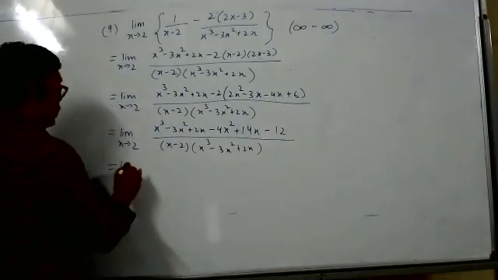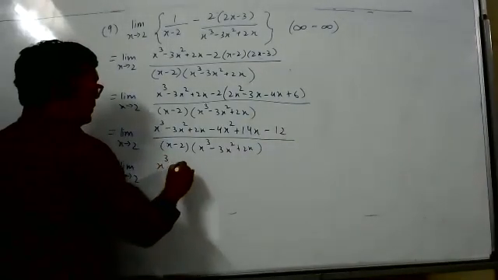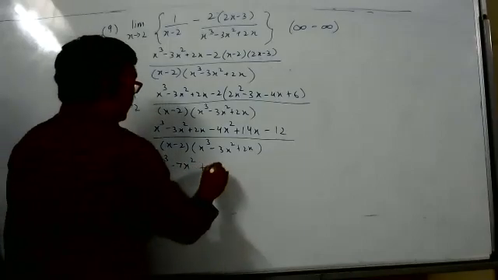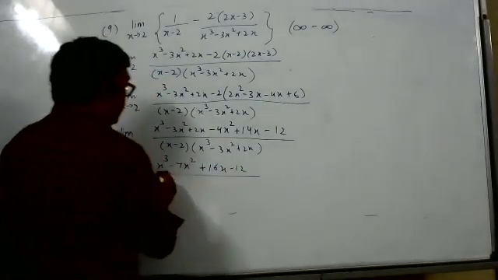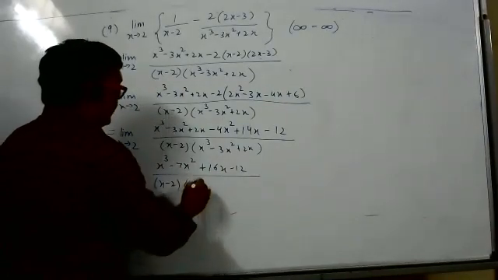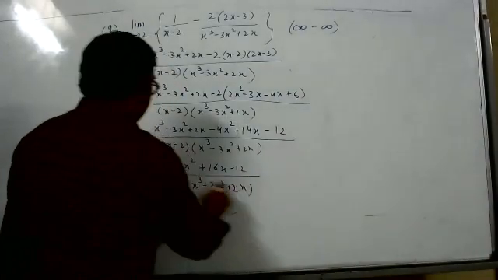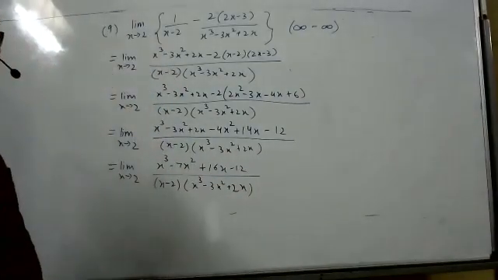Limit x tends to 2. Like terms we can add: x cube minus 7x square plus 16x minus 12. Now, in the numerator, put x is equal to 2. How much will you get? In the numerator, put x is equal to 2. How much do we get?